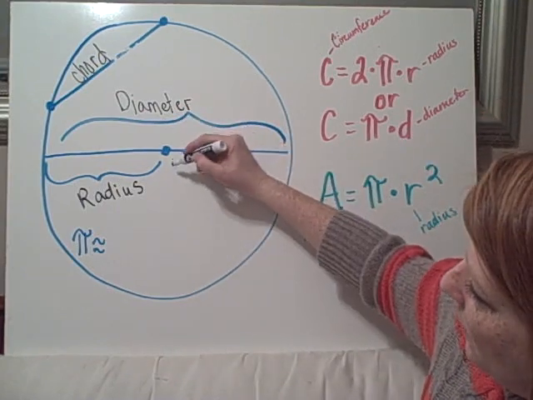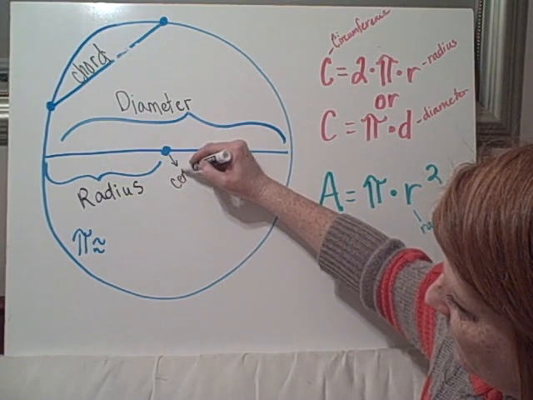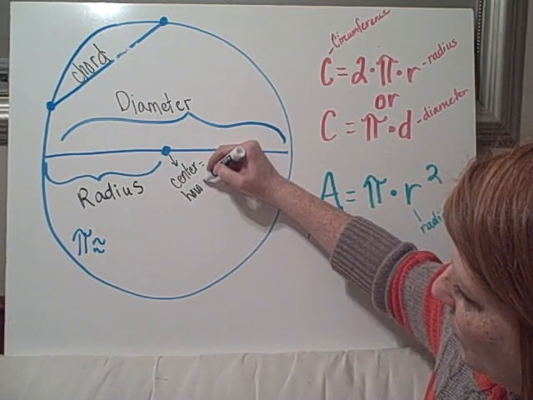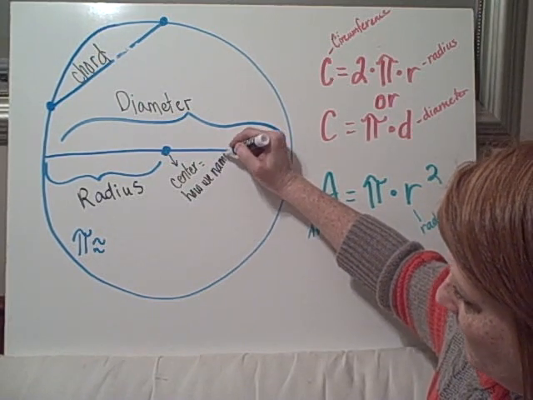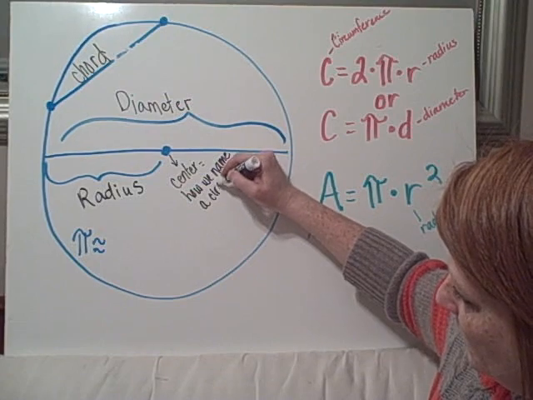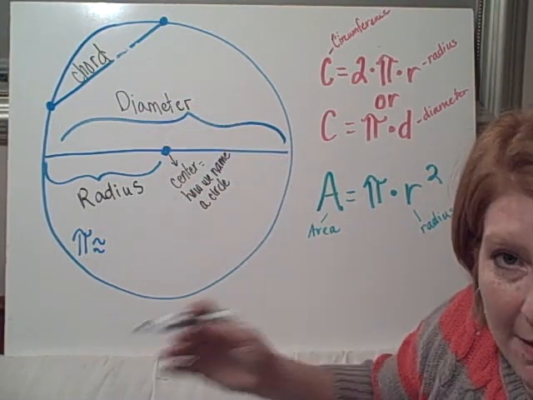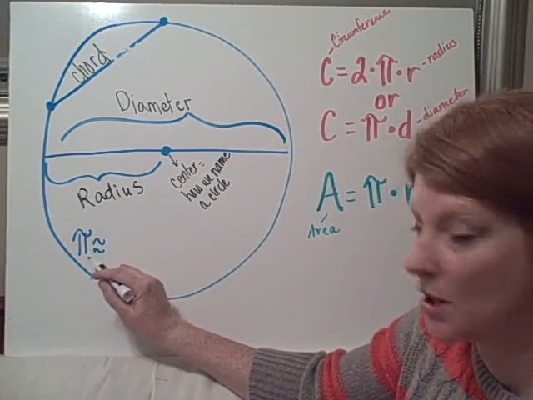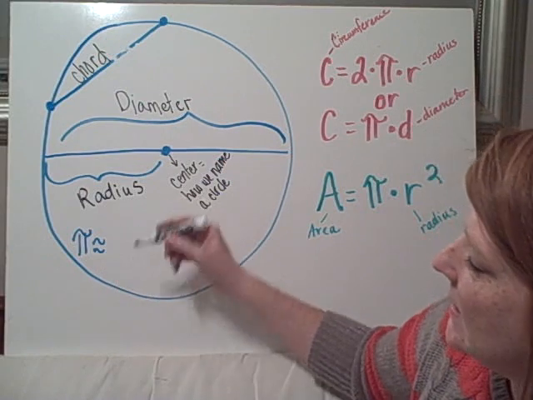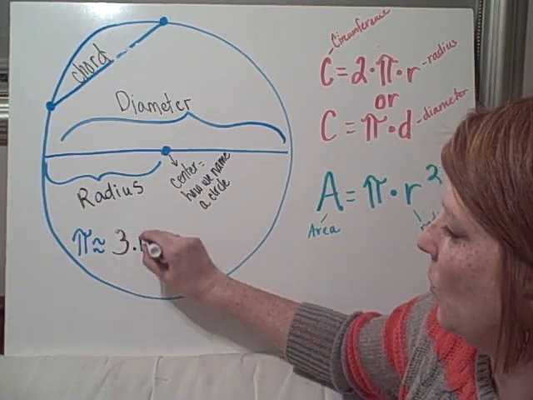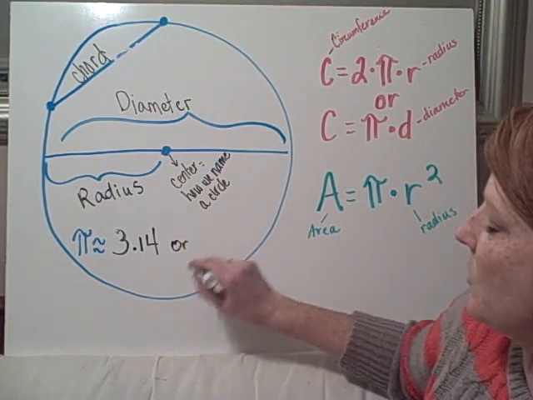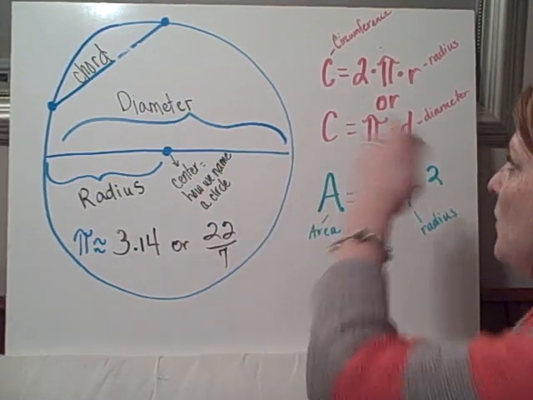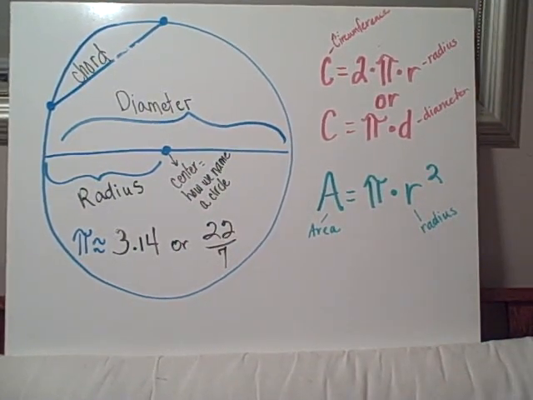This point here in the middle is the center, and a center is how we name a circle. If this happened to be an A at that point, then we would call that circle A. Pi, as we talked about in the definition, uses this symbol, and it is typically used as 3.14 or the fraction form 22/7.